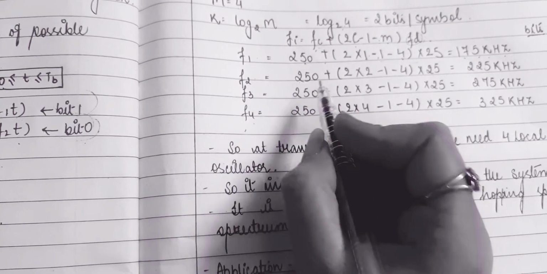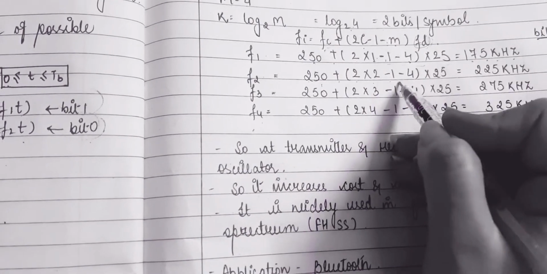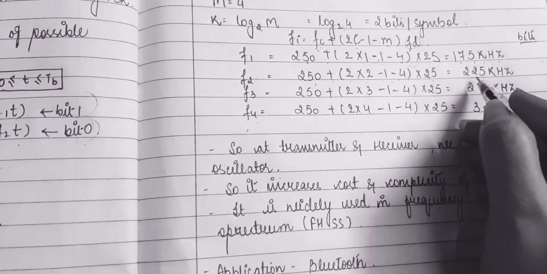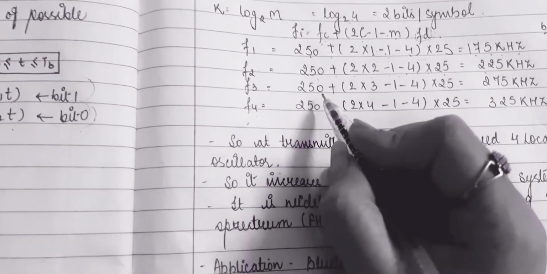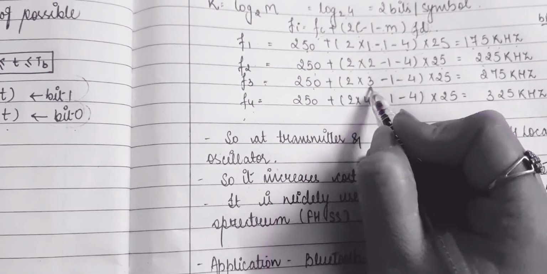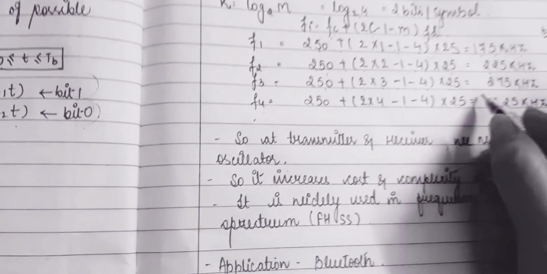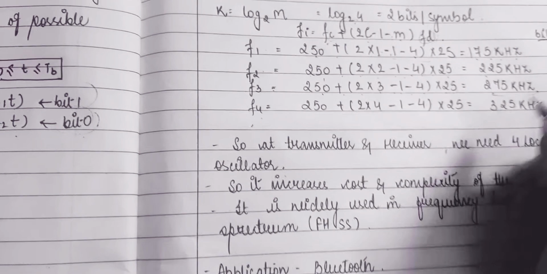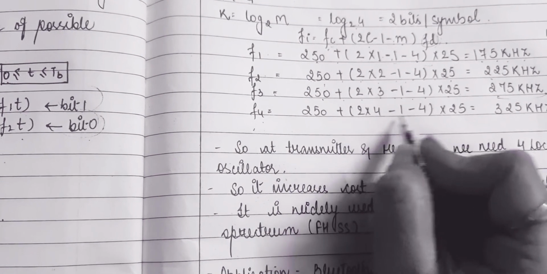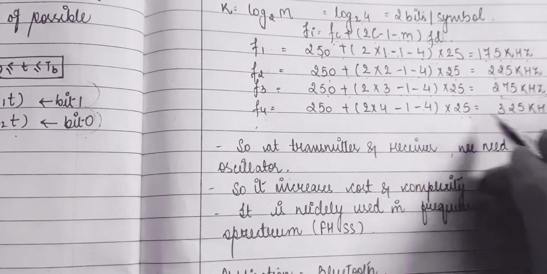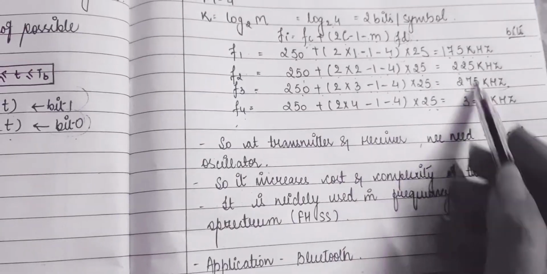Similarly for F2, Fc is 250 plus (2 into 2 minus 1 minus 4) into 25, that is equal to 225 kilohertz. Now for F3, it will be 250 plus (2 into 3 minus 1 minus 4) into 25, that will be equal to 275 kilohertz. For F4 it is 250 plus (2 into 4 minus 1 minus 4) into 25, that is equal to 325 kilohertz. So by this we can calculate the frequencies.